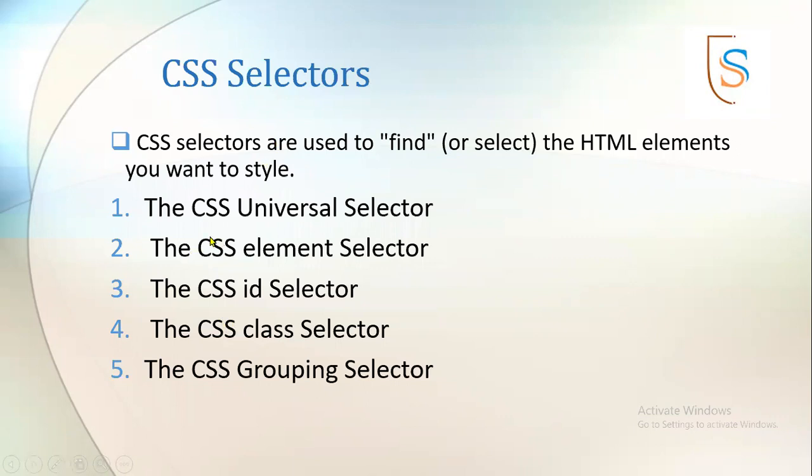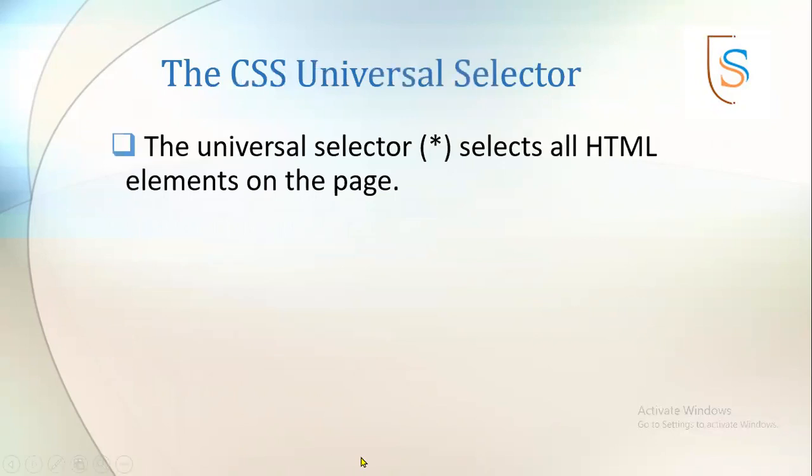Which kind of selectors are available with us? The CSS universal selector, the CSS element selector, the CSS ID selector, the CSS class selector, and the CSS grouping selector. First of all, we will discuss the CSS universal selector. The universal selector is represented by the symbol star. The universal selector selects all the HTML elements on the page.